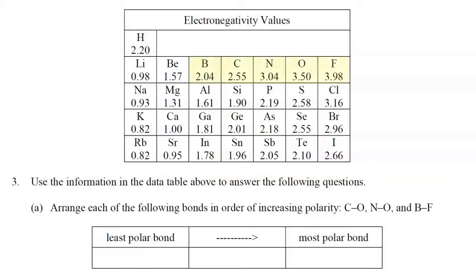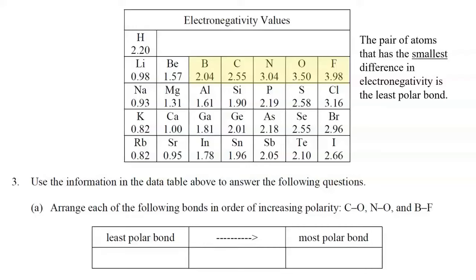So if we look at the table, we notice that all 5 of these elements are in the same period. That makes it very easy to compare the relative difference in electronegativity. So if we start with the least polar bond, that would be the pair of atoms that has the smallest difference in electronegativity. And that would be nitrogen and oxygen, which are right next to each other on the periodic table. And that would be a difference in this case of 0.46.